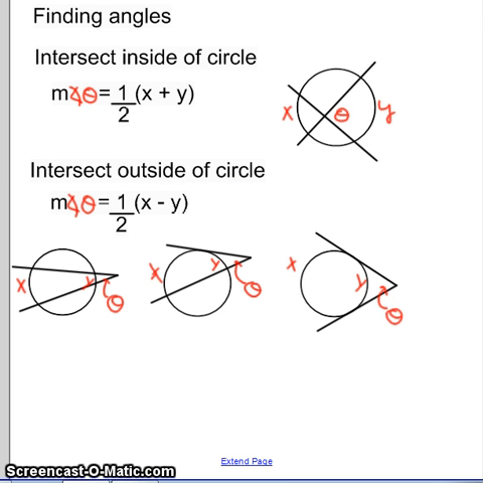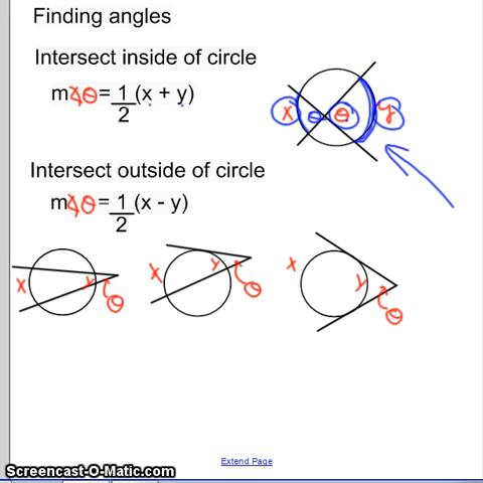The next thing we're going to look at is what happens when we have two lines that intersect inside of a circle. If we have two lines that intersect inside of the circle and we know the degree measures of the arcs that they cut out, then we can calculate theta, the angle where the two lines intersect inside. It's always going to be the average of x plus y, multiplied by half or divided by 2. The easy way to think of it is if you average x and y, it will tell you what theta is. They intersect inside the circle, you average them.